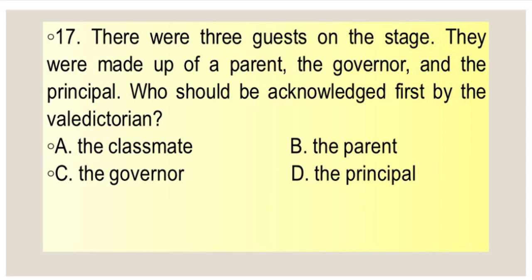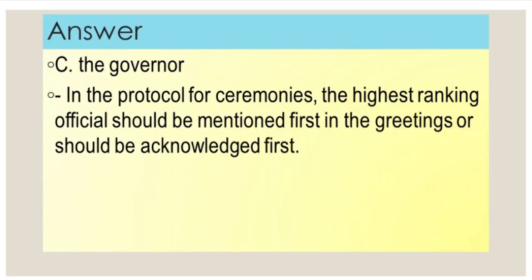Number 17. There were 3 guests on the stage. They were made up of a parent, the governor, and the principal, who should be acknowledged first by the valedictorian. Looking into the protocol for ceremonies, it should be the highest ranking official to be mentioned first, or it should be the highest ranking official to be acknowledged first. So our answer here is letter C, the governor.